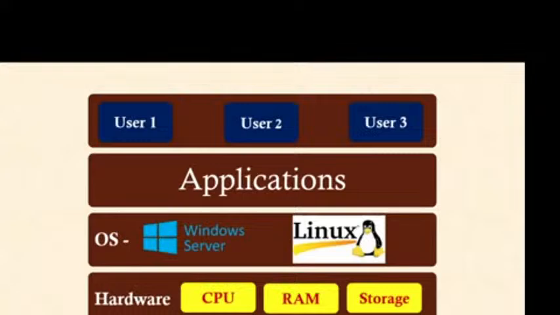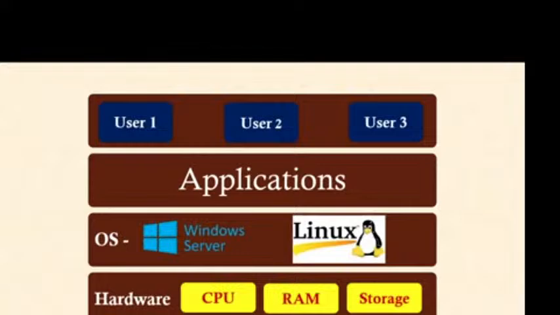Fine. Now, the question here is where exactly our application is running. Friends, the application is running on top of our server operating system. And where exactly is the server operating system running? The server operating system is running on top of our hardware. So this is your whole story, my friend.